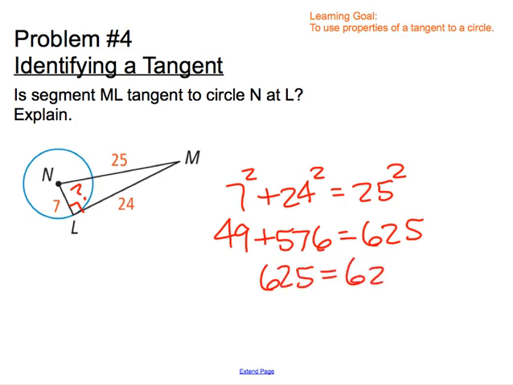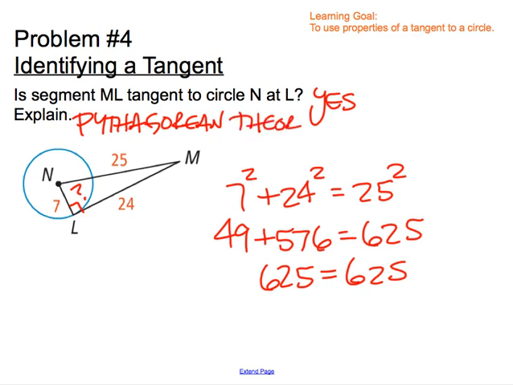So what we end up finding out is the Pythagorean theorem does hold true. And so the answer is yes, this is a tangent to circle N at L. And the reason for that is because of the Pythagorean theorem. The Pythagorean theorem states that this is in fact a right triangle. So this is no longer a question. That is in fact a right angle.